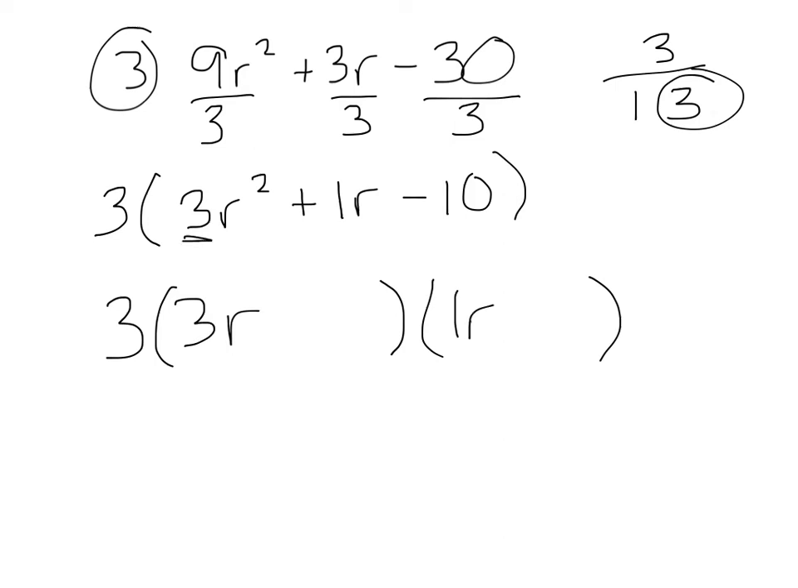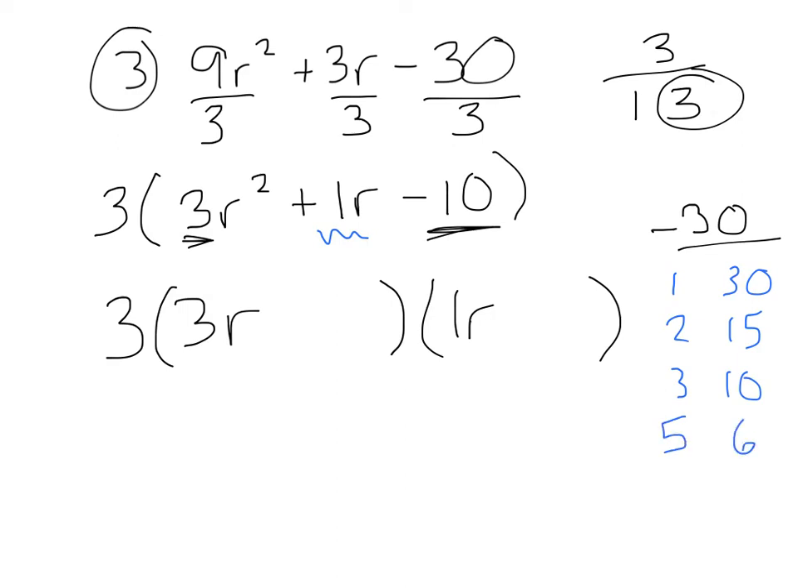And now I need to take our a term, which is 3, times our negative 10. So I'm going to have negative 30, and I need to find factors of negative 30 that add up to our middle term, so that add up to 1. So our factors of 30 are 1 and 30, 2 and 15, 3 and 10, 4 doesn't go into 30, 5 and 6, and that's all of them. Okay, so if they multiply to a negative 30, I know one of them has to be negative and one has to be positive. And since this middle term is a positive 1, I know my smaller number needs to be negative. So I'm going to make all my smaller numbers negative in my factors.